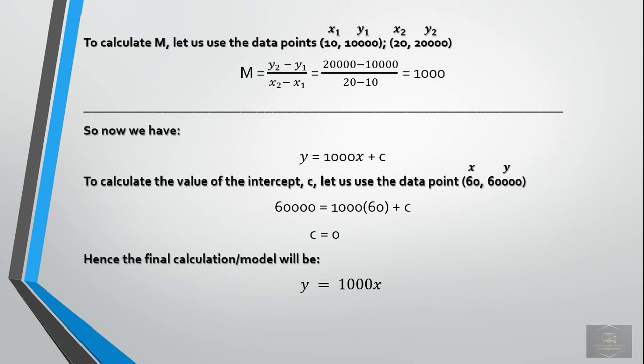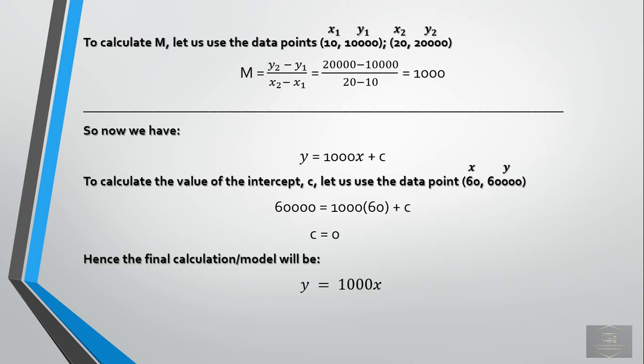To calculate m, let us use the data points 10 and 10,000, 20 and 20,000. m is equal to y2 minus y1 over x2 minus x1, which is equal to 20,000 minus 10,000 over 20 minus 10, which is equal to 1,000. So now we have y is equal to 1,000x plus c.